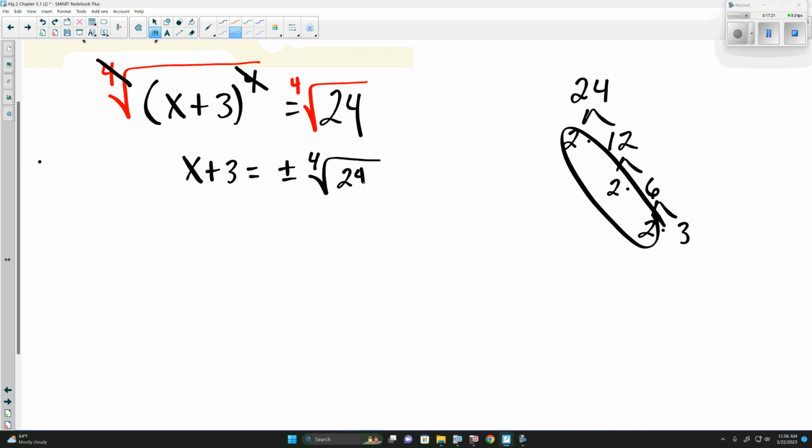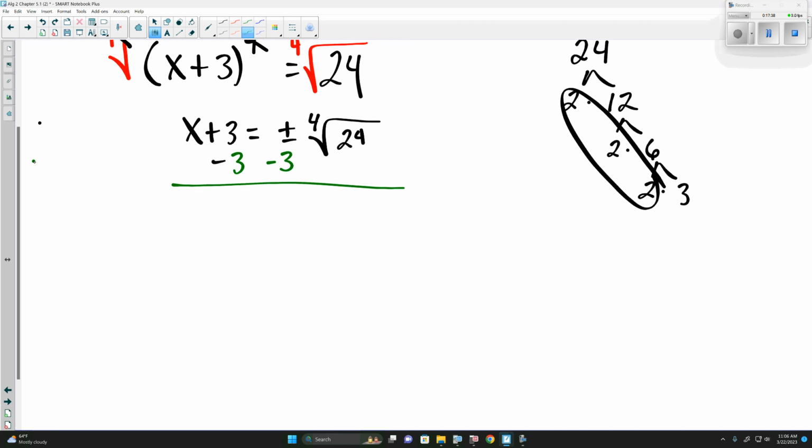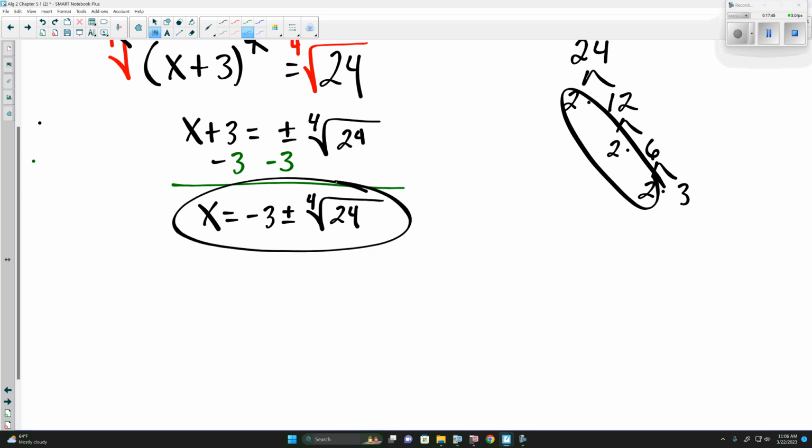And last but not least, we would subtract 3. So we need the plus or minus on any even roots. So square roots, 4th roots, 6th roots, 8th roots, we need the plus or minus. After we subtract the 3, we have 2 of our real roots. The other 2 roots for this here will be complex.